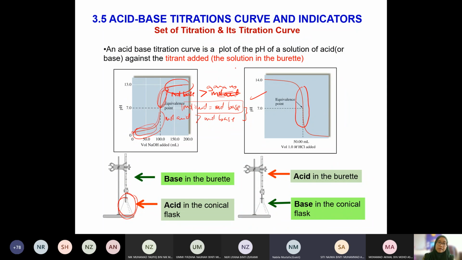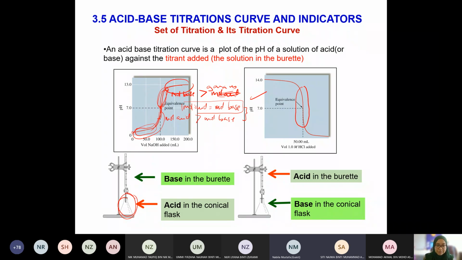Okay. So that's why dia punya graph dia tu, dia naik. And then at this point, dia naik secara mendadak. Sangat, dia steep, very steep. Kenapa? Sebab at this point, the mole of acid, dia kan specific value. Mole of acid need to be the same as mole base.